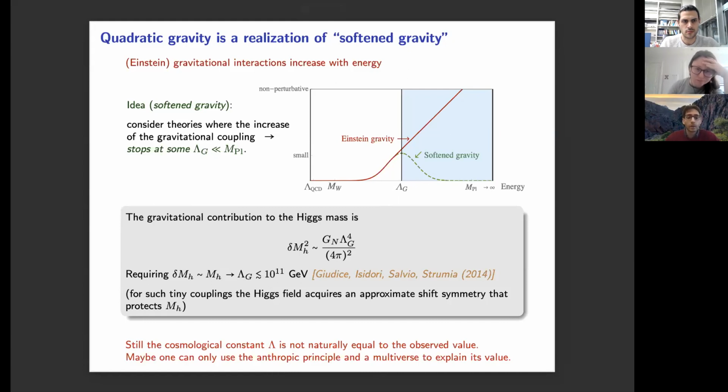Still, the cosmological constant Λ is not naturally equal to the observed value. So apparently, we haven't found the solution to the cosmological constant problem. And so maybe the only possible way to address the cosmological constant problem is to use the anthropic principle and to introduce a multiverse in this field theory scenario.